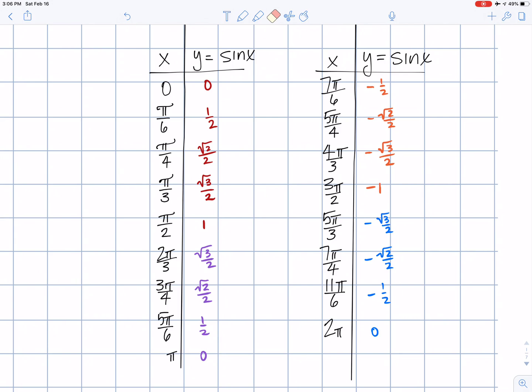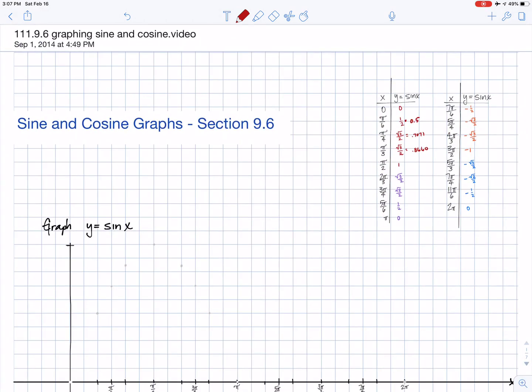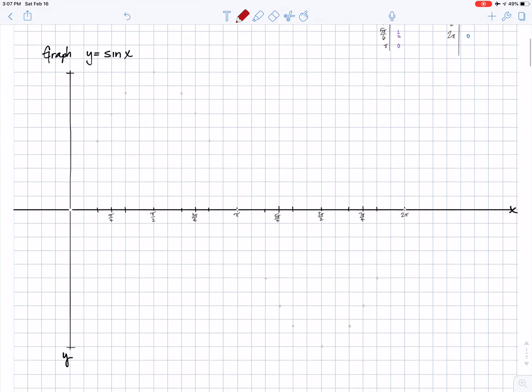Now, in order to graph these, I need some decimal values. Of course, we already know that 1/2's decimal value is 0.5. No big deal there. Root 2 over 2 has a decimal value of 0.7071. And root 3 over 2 has a decimal value of 0.8660. And we'll use that as we go to graph. So now what we'll do is we'll pretend that each of these is a coordinate, an XY pair. And I've already got the X's marked along the X-axis.